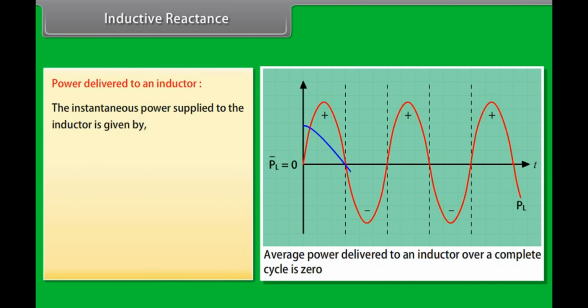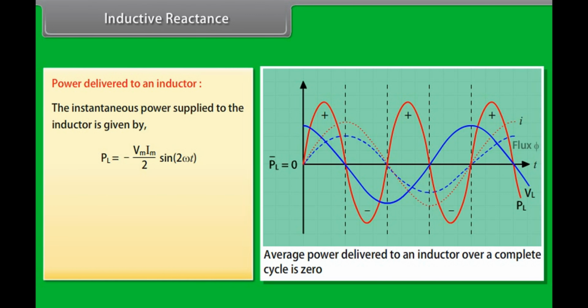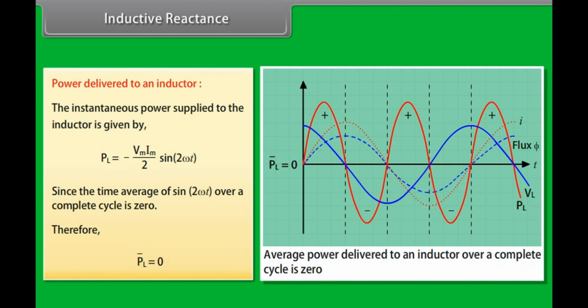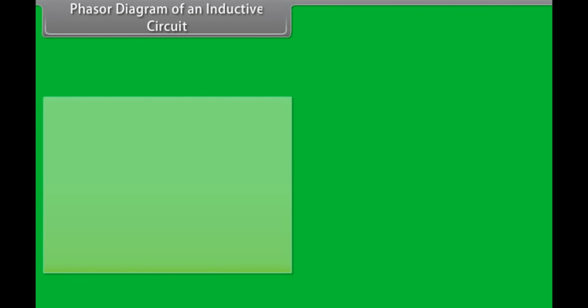The instantaneous power supplied to the inductor is given by negative Vm Im by 2 multiplied by sin 2ωt. Since the time average of sin 2ωt over a complete cycle is 0, therefore, inductor power is equal to 0. Phasor diagram of an inductive circuit.